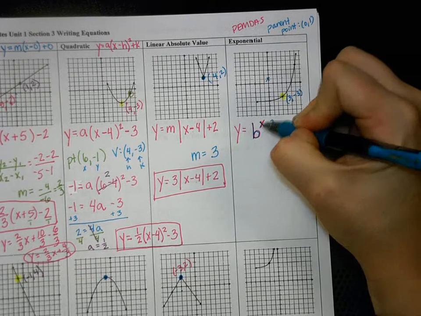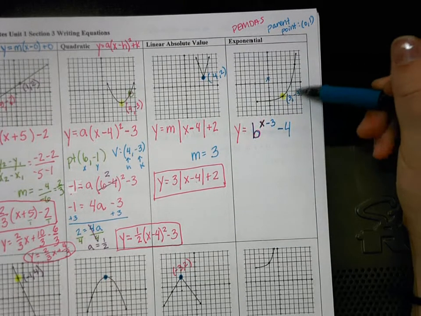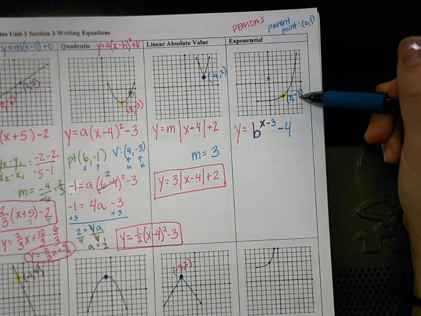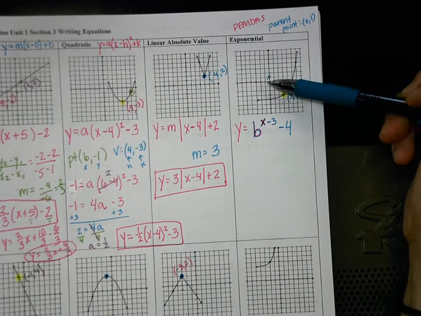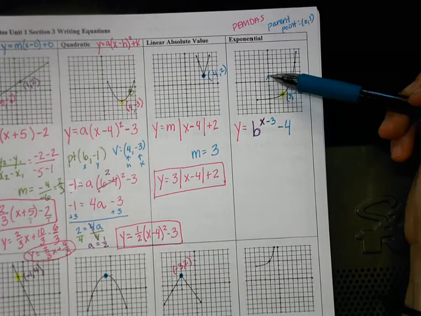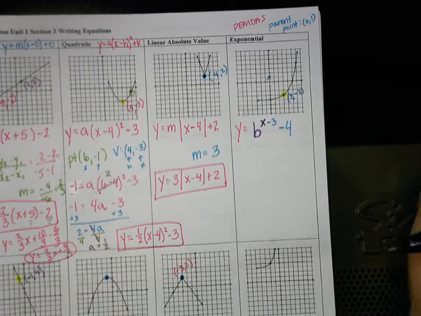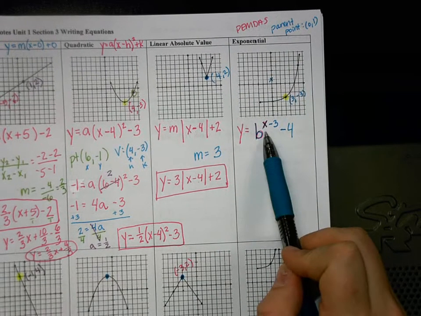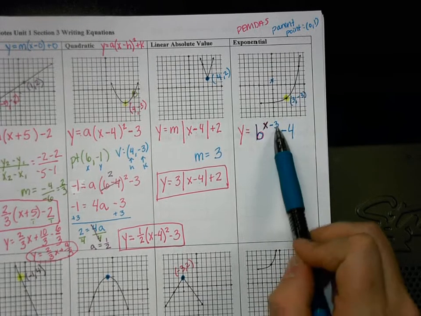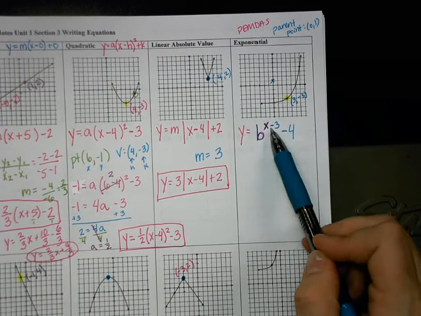That's why I can't use the y value of my starting point for this function. I have to go from the parent point, which is one above the x-axis. Okay, so remember your x values are still opposite. So if I go to the right, that means I subtract. If I go to the left, that means I add.